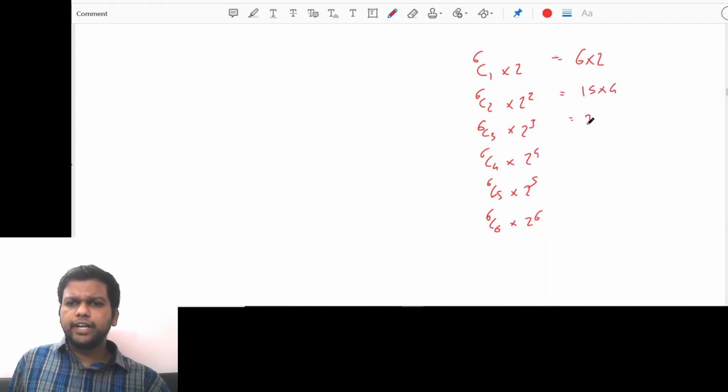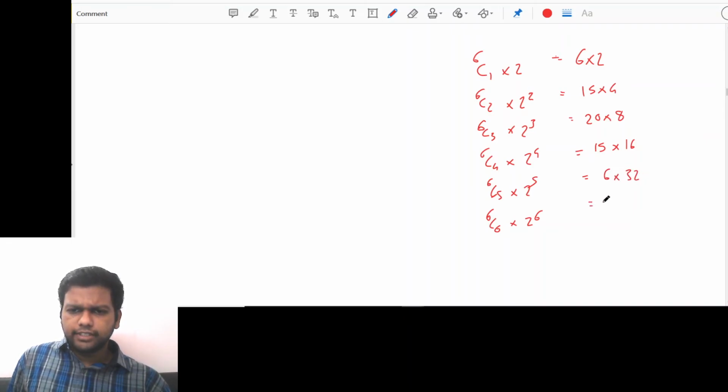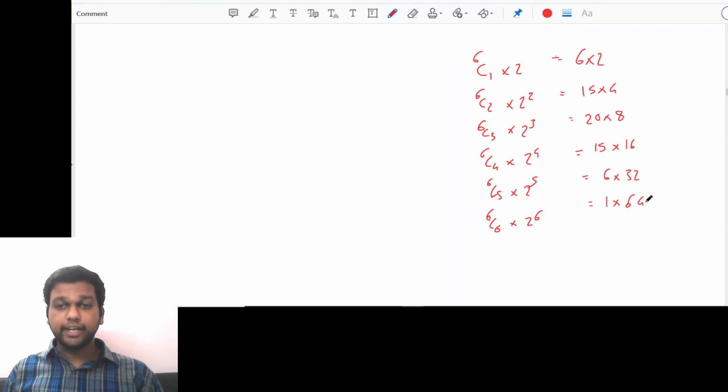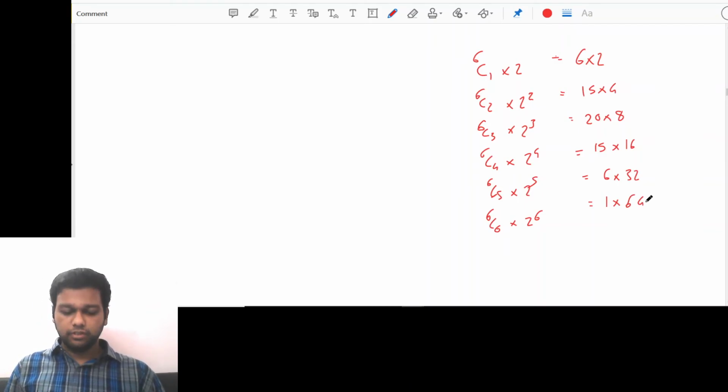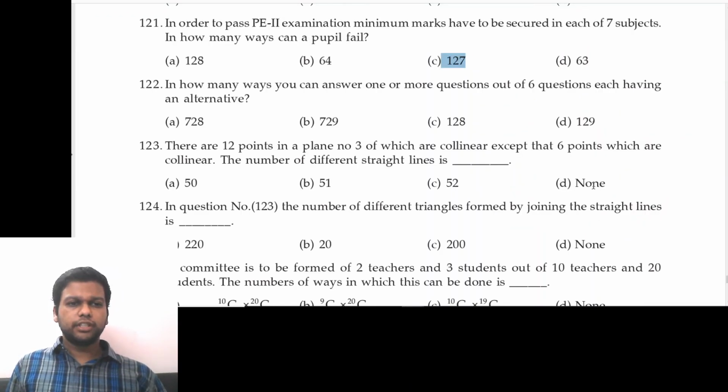6C3 is 20 into 8. 6C4 is again 15 into 16. 6C5 is 6 into 32. 6C6 is 1 into 64. So let's add it and get the answer. 6 into 2, 15 into 4, 20 into 8, 15 into 16, 6 into 32, 1 into 64. 728 is the correct answer. Which option? Option A.